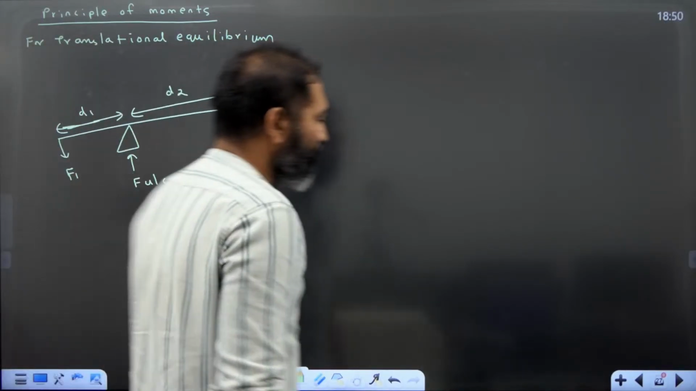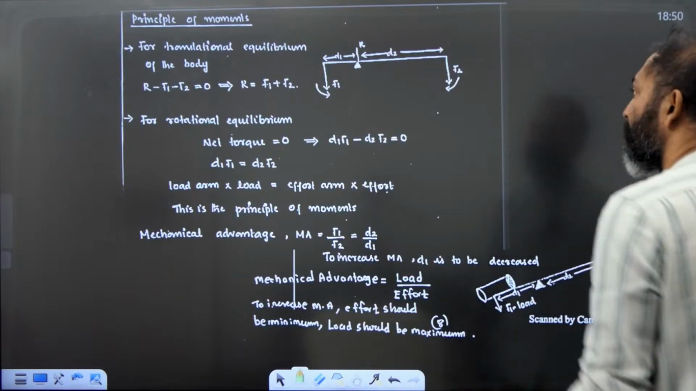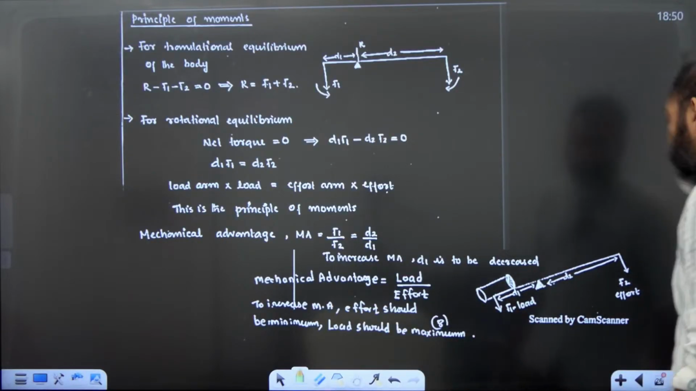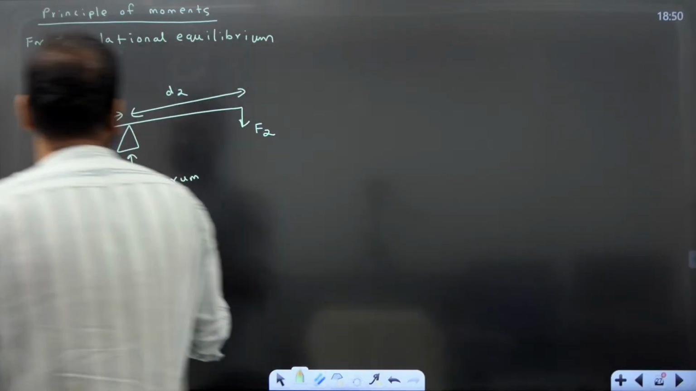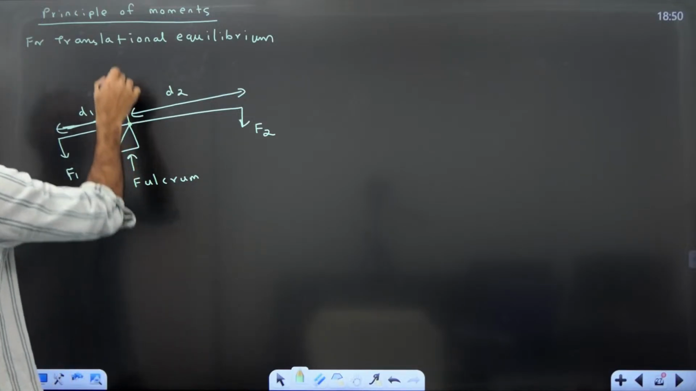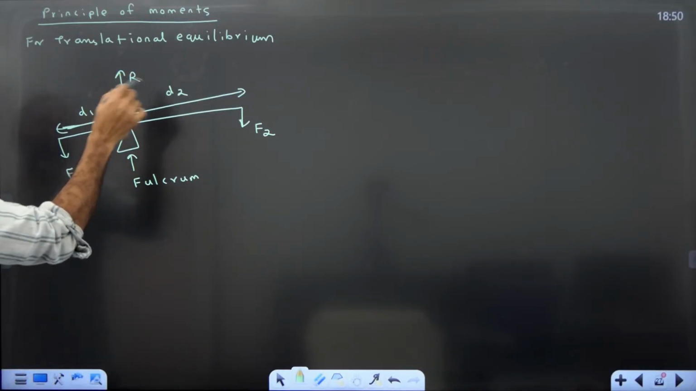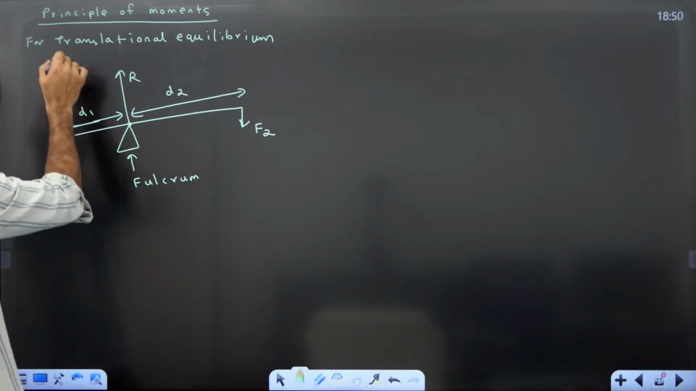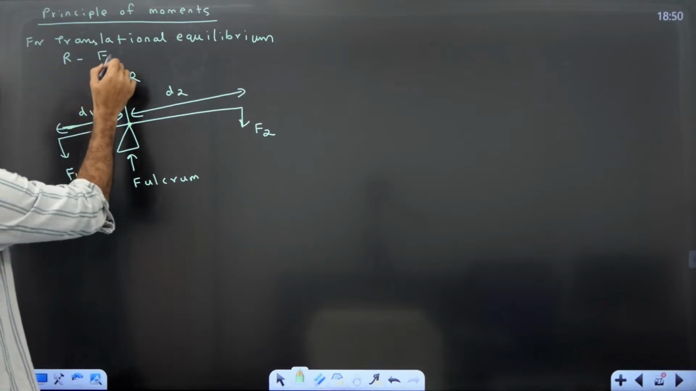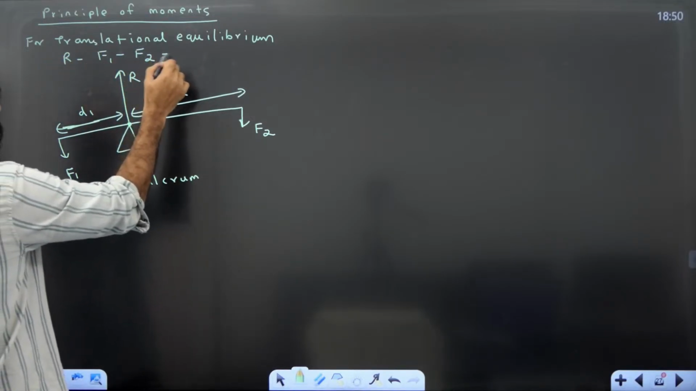So what is the condition for translational equilibrium? External force should be what? 0. See, if this is the fulcrum, this will be what? Normal reaction. Translational equilibrium means what? R minus F1 minus F2 is equal to 0.